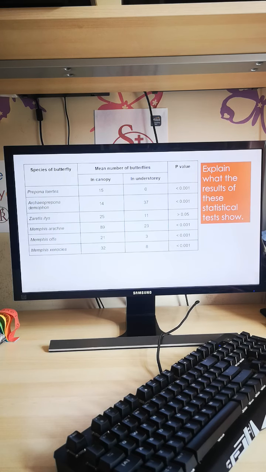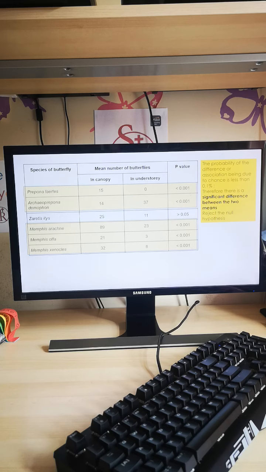They said they were looking at the mean number of butterflies in the canopy and the understory. And they were asking whether there was a significant difference between the number in the canopy and the understory. But if you look at the results, it was significantly different for some, but not for others. And because of the value, we could say what level of probability we were working to. So all the ones in yellow, we were able to say the probability of this difference being due to chance was less than 0.1. Therefore, there was a significant difference for each of these species between the mean in the canopy and the mean in the understory.